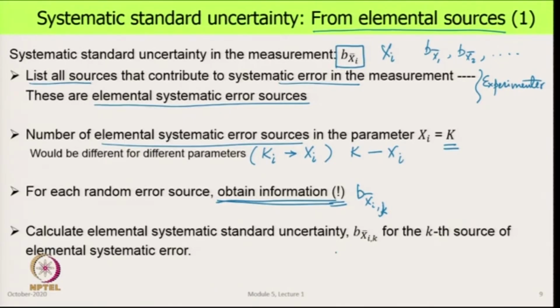Then our next step is that for each elemental source of systematic error, we calculate the elemental systematic standard uncertainty. So, we are looking at this systematic uncertainty. Within that there are many elements. We are looking at each one of them, and so we get these numbers. So, this is the kth source of elemental systematic error. There could be Bxi bar, say Bx1,1, first measurement, first elemental source of error. The order in which we number them is completely immaterial. Then we could have 2, then we could have Bx1,3, and so on.